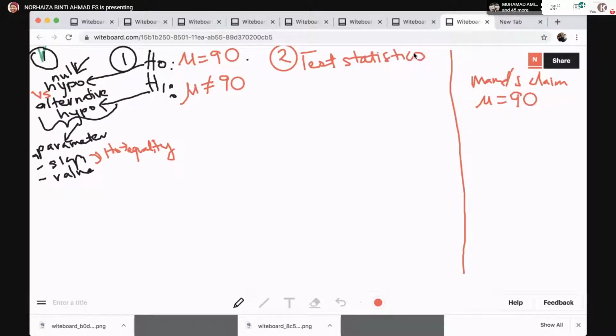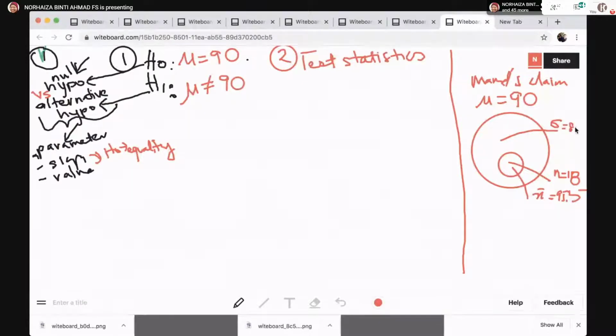When you do this test statistics, you're going to base this on the information that you have from your sample. In the sample, what did you have? N equals to 18, X bar equals to 95 point something, I don't remember, 95.5, and then you've got sigma equals to 8.5. Okay, all right. So when you do your test statistics, you always assume your H naught is true.